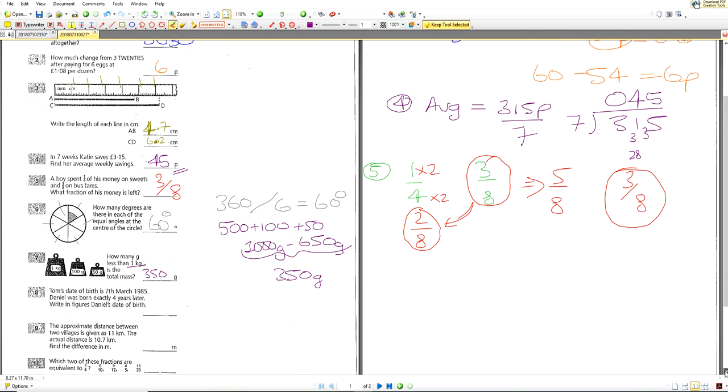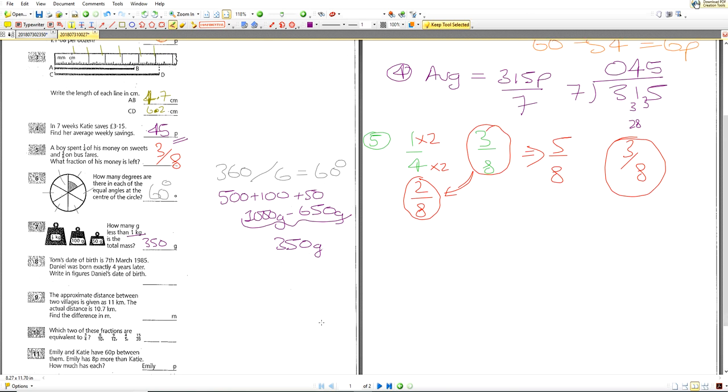Okay, let's move on. Question number 8. Tom's date of birth is 7th of March 1985. Daniel was born exactly 4 years later. Write in figures Daniel's date of birth. So it will still be the 7th. It'll still be the 3rd month. And if he was born 4 years later, we've got to add that on. So 1985, add another 4 will give you 1989.